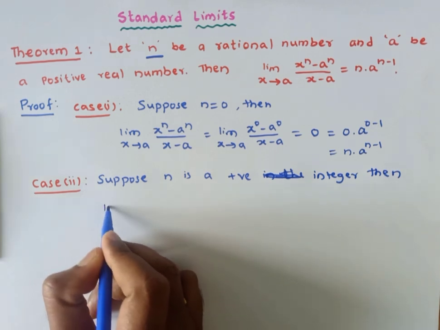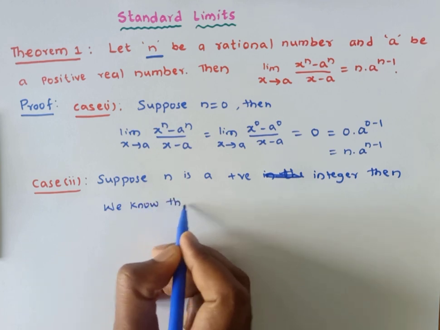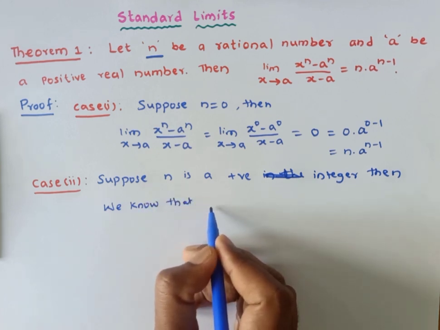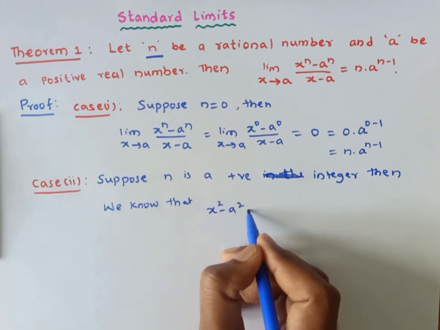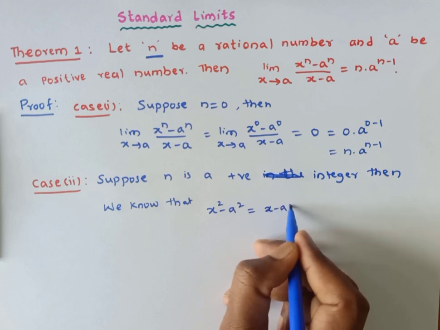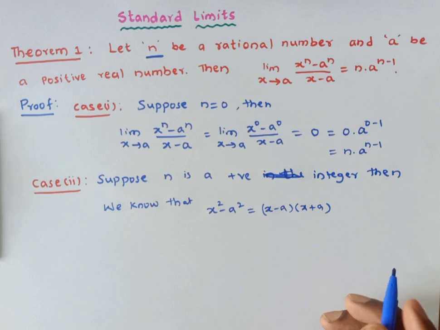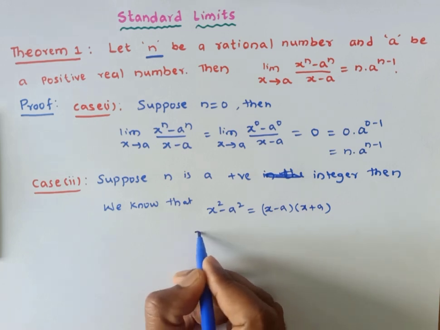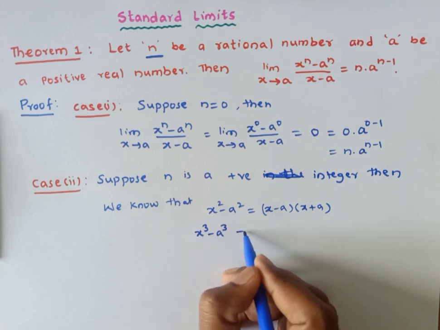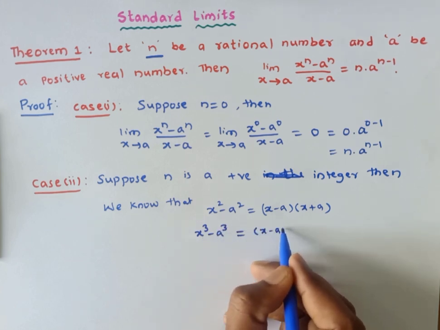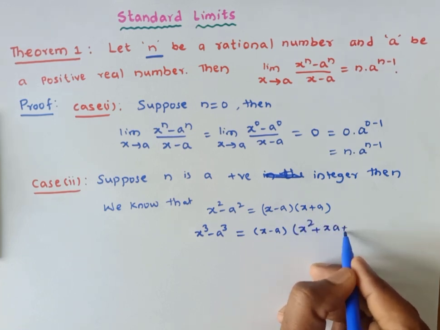Here we know that x minus a means x minus a only. Here x square minus a square is there. X square minus a square can be written as x minus a into x plus a, by using the a square minus b square form. Now if it is in the form of x cube minus a cube, like a cube minus b cube, which is x minus a into x square plus x into a plus a square.